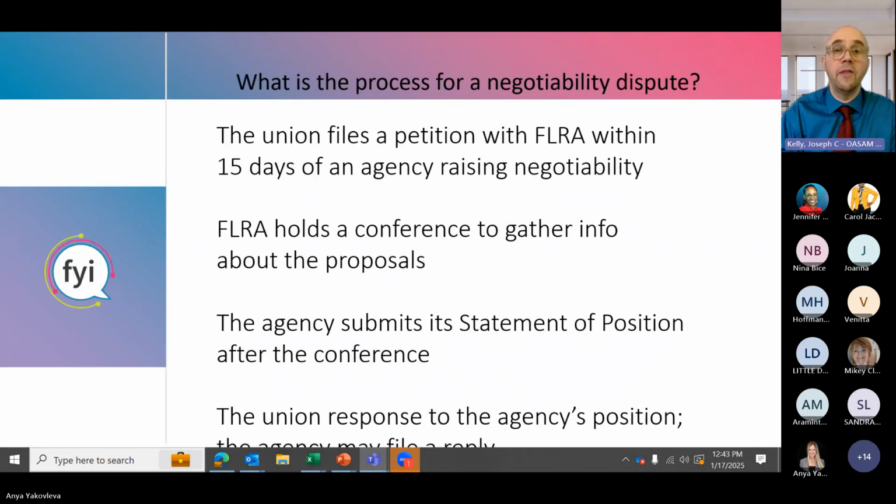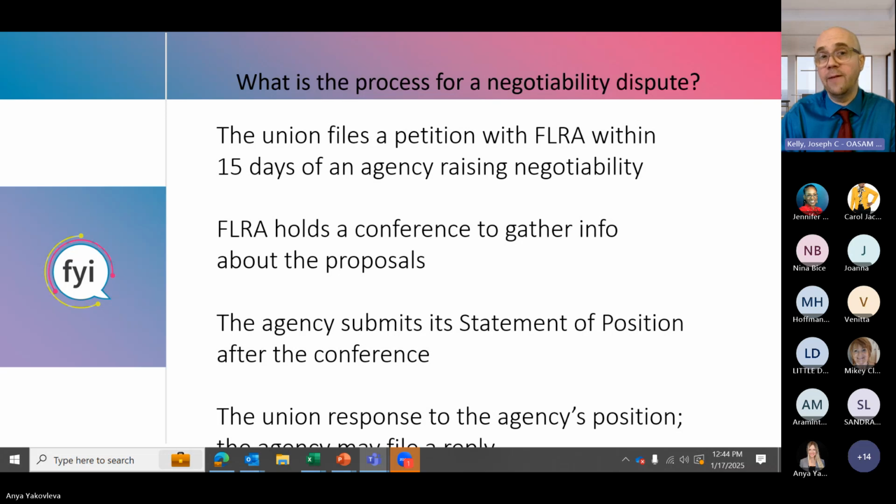So then the process for the negotiability dispute, once the FLRA gets it: the union files its petition with the FLRA within 15 days of the agency raising its negotiability issue. So once the agency declares the proposal to be non-negotiable, the union has 15 days to file a petition with the FLRA to address the matter.